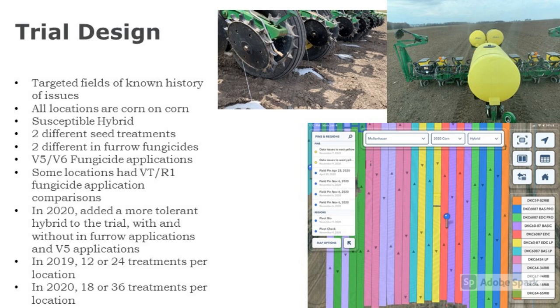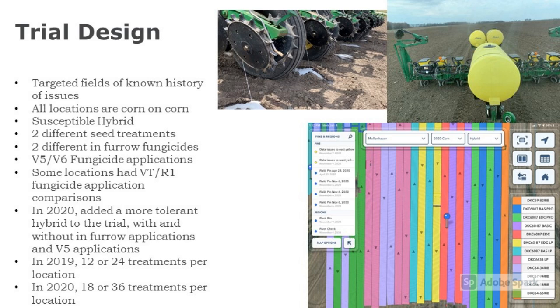In 2020, I did add a more tolerant hybrid to the trial to get a hybrid comparison. And that hybrid also did have in-furrow applications and V5 applications made to it as well. So in 2019, I ended up with 12 or sometimes 24 treatments per location. The difference there being whether or not there was a VT/R1 fungicide application. And then in 2020, the number of treatments went up to either 18 or 36 per location. Truth be told, in 2019 there was 1 other seed treatment and 1 other in-furrow fungicide, but I'm not including them in this data summary because they were not carried forward into 2020.